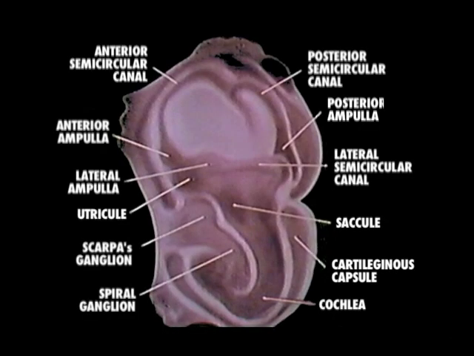At the end of the 5th day in culture, the otocyst has developed into a complete inner ear. The posterior semicircular canal, posterior ampulla, lateral semicircular canal, saccule, cartilaginous capsule, cochlea, spiral ganglion, Scarpa's ganglion, utricle, lateral ampulla, anterior ampulla, and anterior semicircular canal are all clearly recognizable.